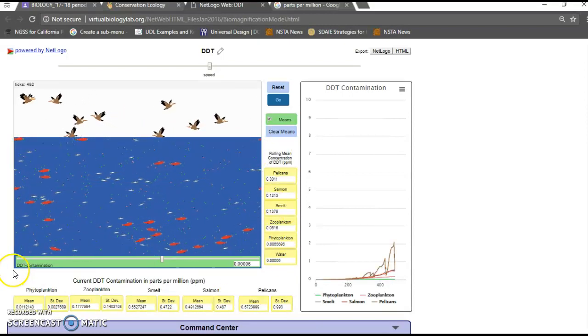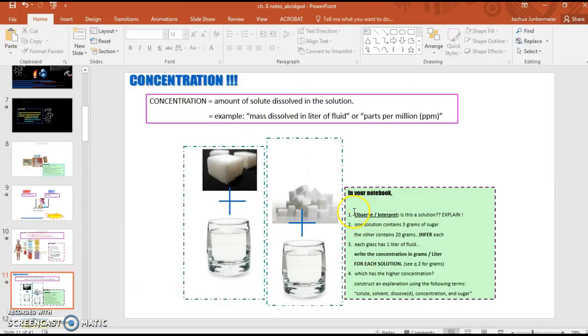We'll do this activity soon. Let's answer the questions for slide 11 now. Okay, so you take some sugar, you dissolve it into water. Is this a solution? Yes or no? Explain.